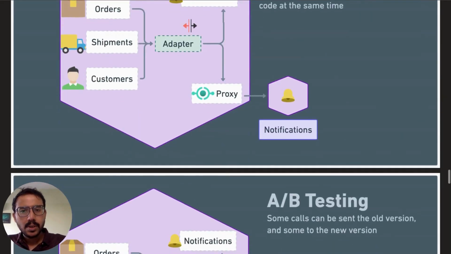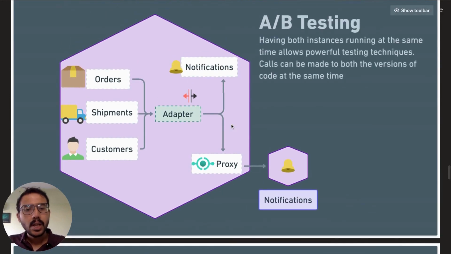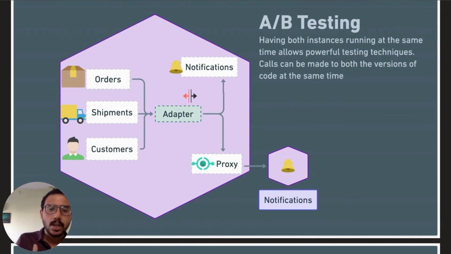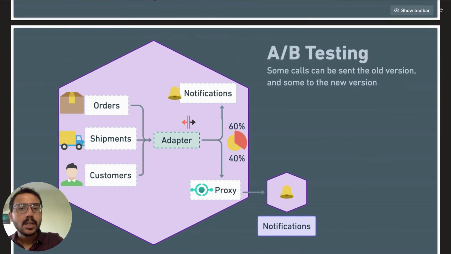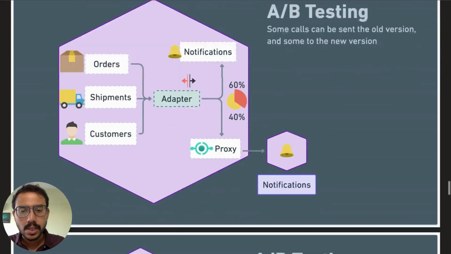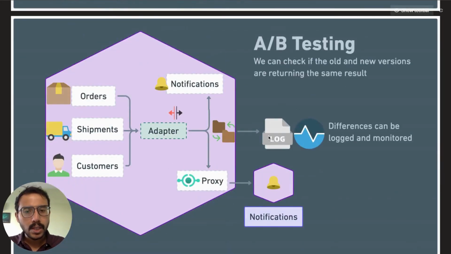With this setup, we can actually perform A/B testing also. We can route traffic to both the systems, compare results, and gradually transition to the new system. We can log the differences in both the systems and monitor them. We can route some of the traffic to the older implementation, some to the newer implementation. Then once we are logging them, we can monitor and see how exactly it's working.